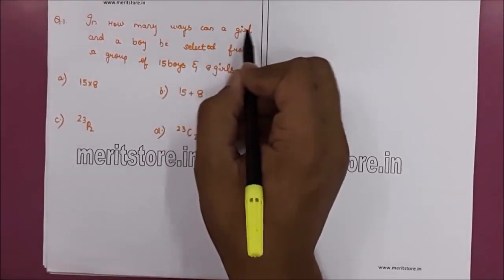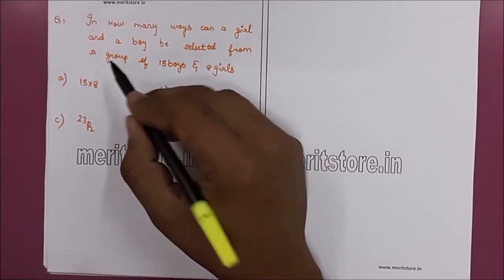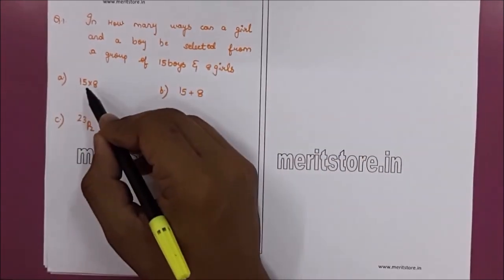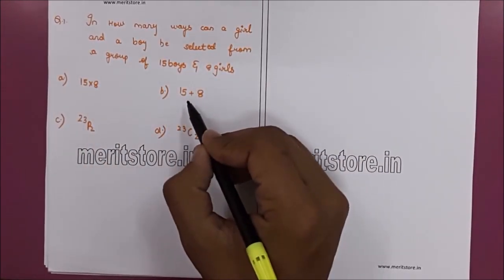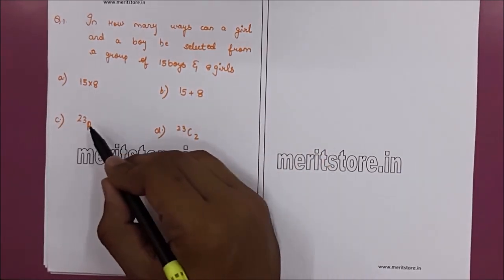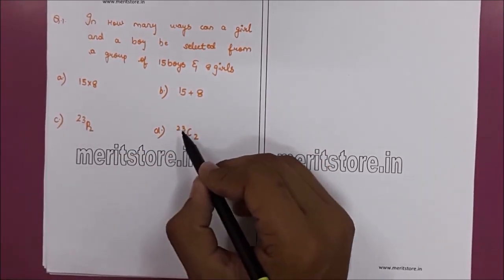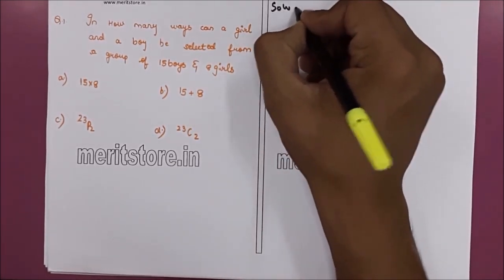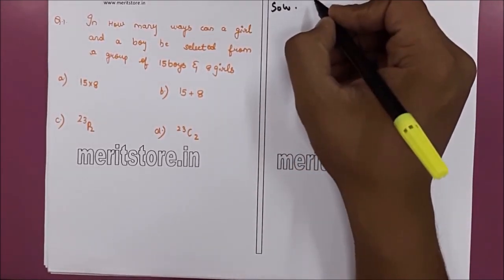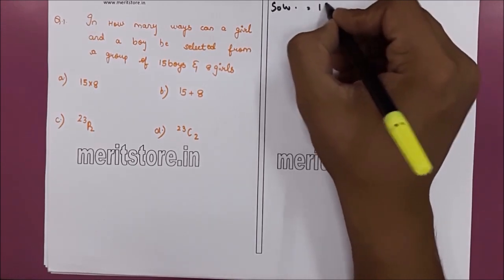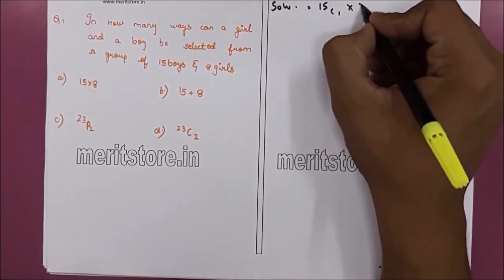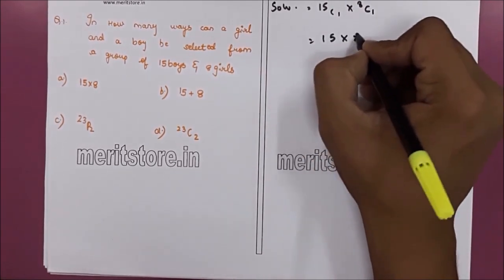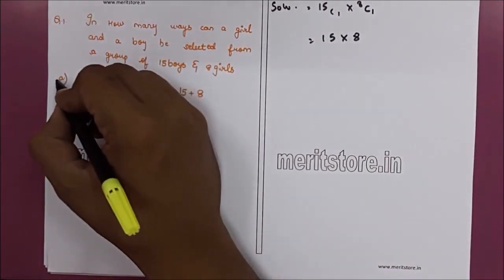In how many ways can a girl and a boy be selected from a group of 15 boys and 8 girls? Option A 15 into 8, option B 15 plus 8, option C 23P2, option D 23C2. Therefore, the solution is: required number of ways is equal to 15C1 into 8C1, that is equal to 15 into 8. Therefore, option A is correct.